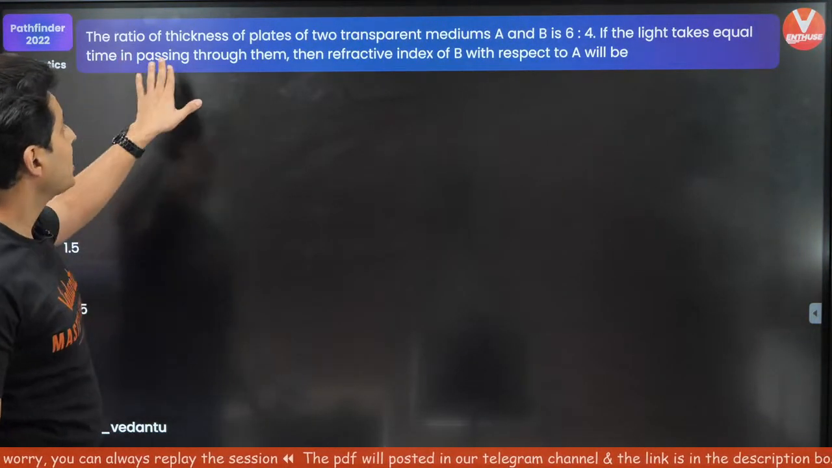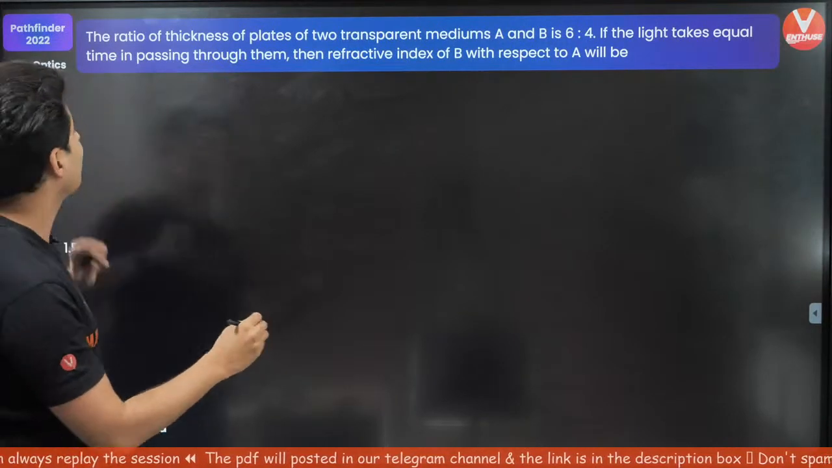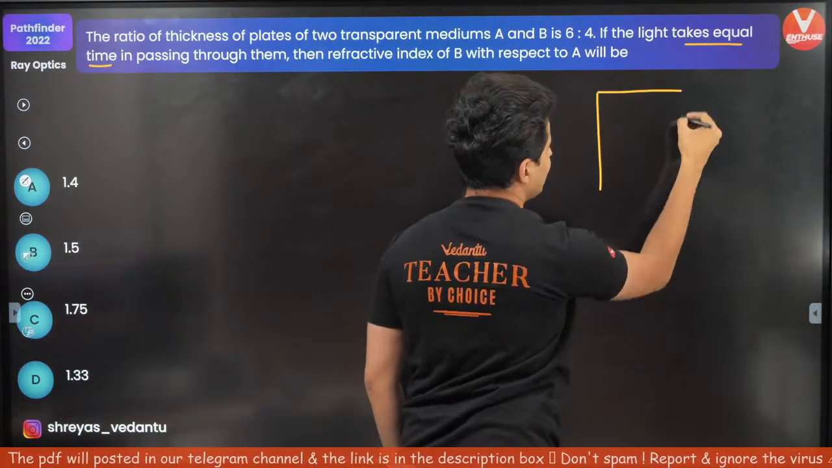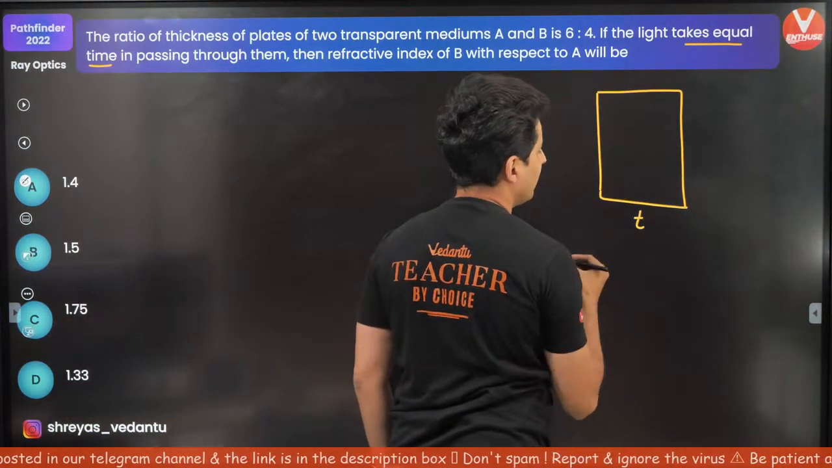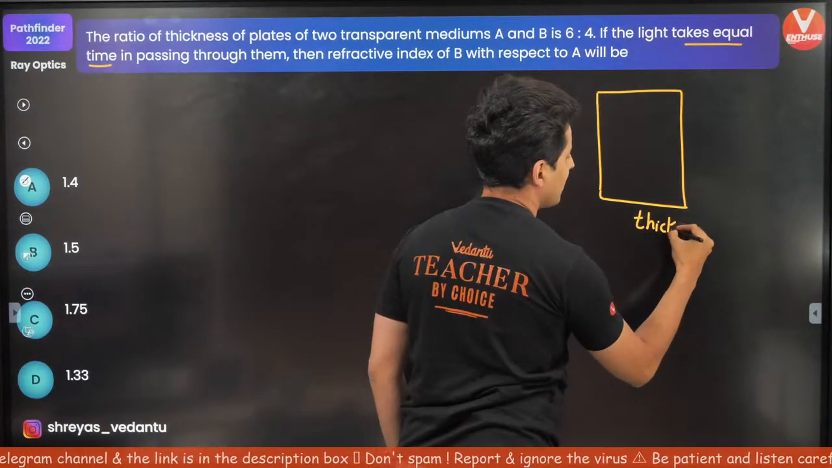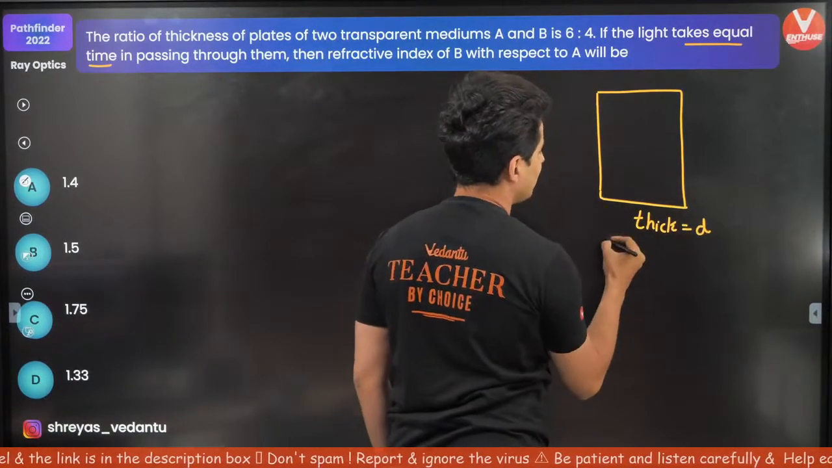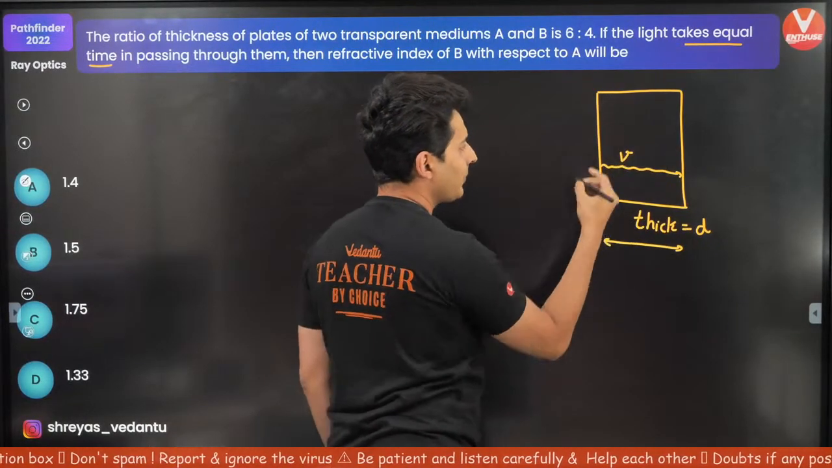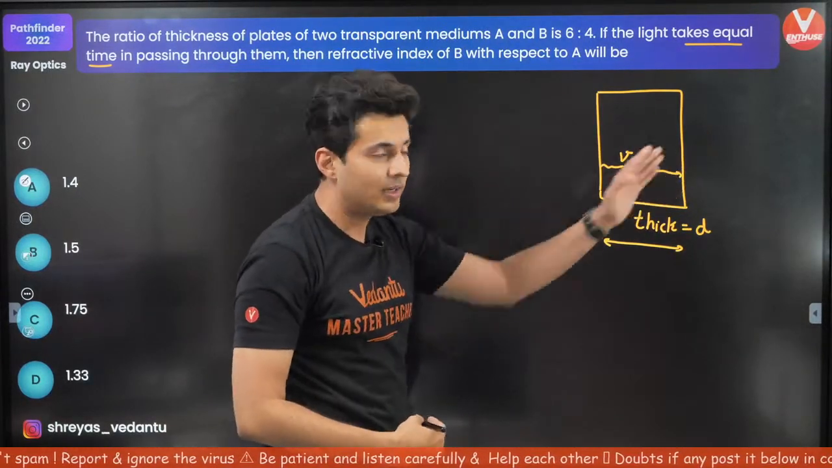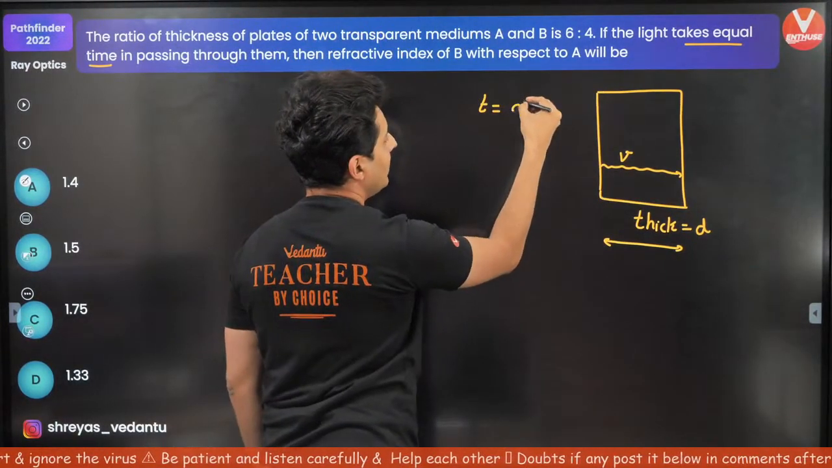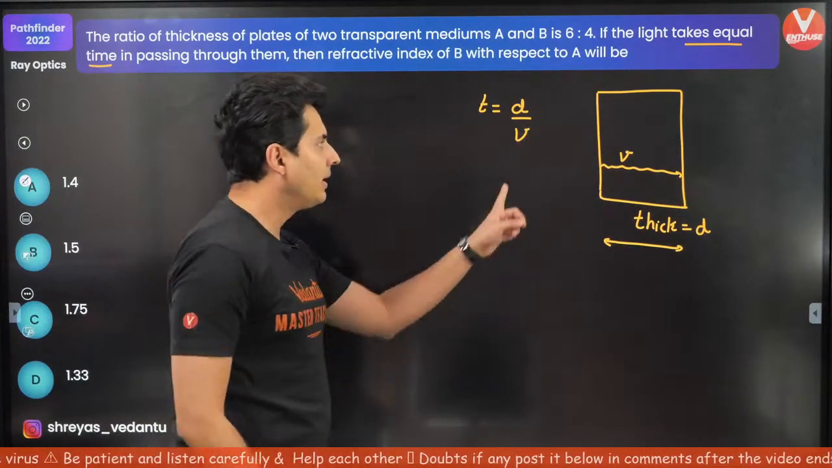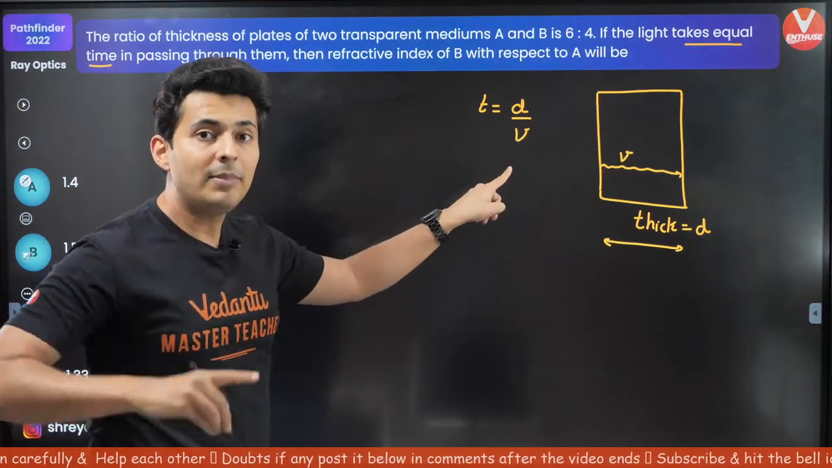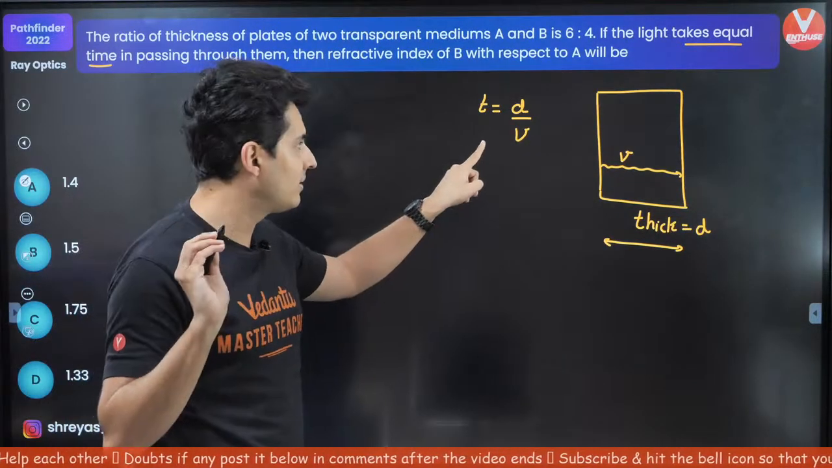The ratio of the thickness of the plates, but what is same? Time is same. Now imagine this is a slab. This is the thickness, and let's say the thickness is D. Then the light which is going to travel in this with some speed will take some time to go from one end to the other. That time will be distance by speed, correct? Now, speed, we know, will be different in different slabs because the medium is different.